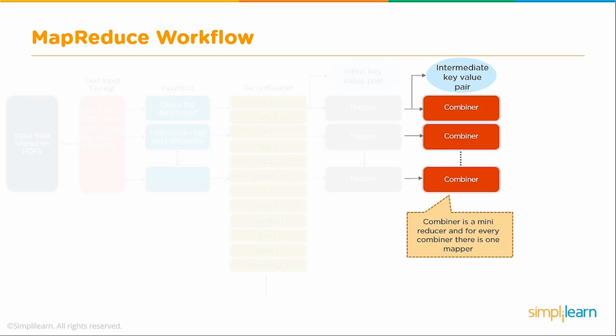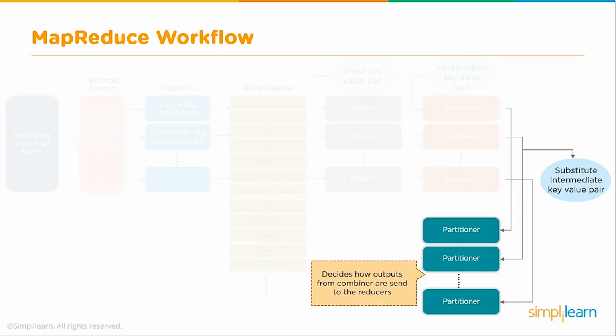So once the data is coming in from the combiner, then we have internally a partitioner phase which decides how outputs from combiners are sent to the reducers. Or you could also say that even if I did not have a combiner, the partitioner would decide, based on the keys and values, based on the type of keys, how many reducers or reduce tasks would be required to work on your output which was generated by the map task.